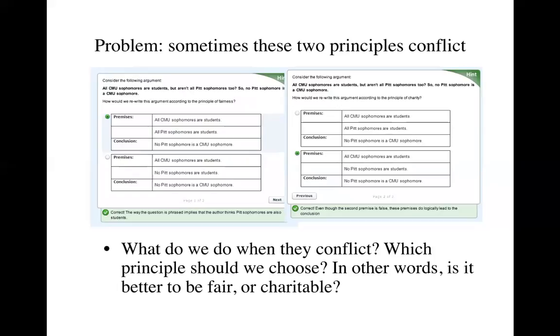So, what should we do when they conflict? Here we have two possible interpretations of the same argument. We can't do both. So what should we do when they conflict? Which principle should we choose? In other words, is it better to be fair or to be charitable?